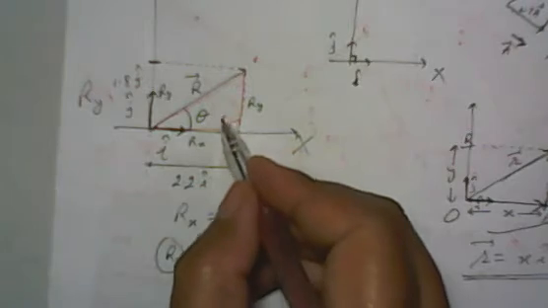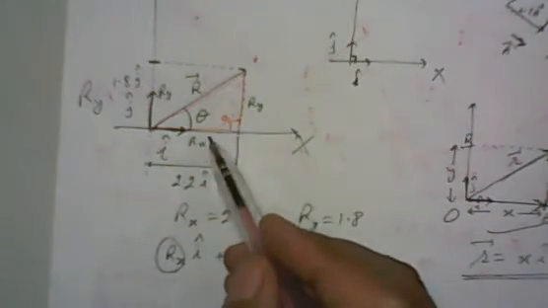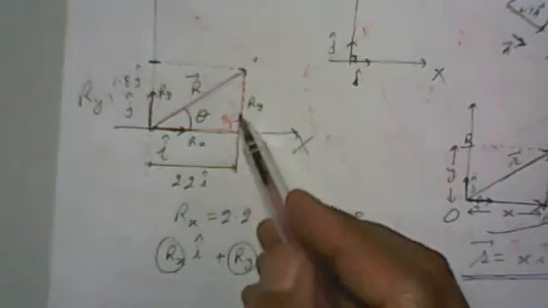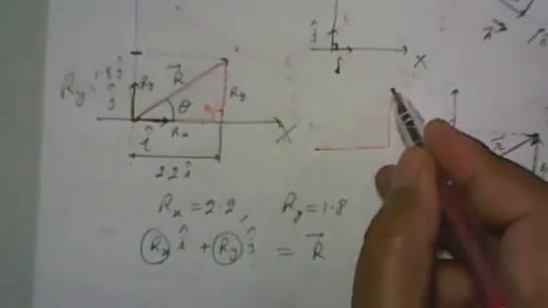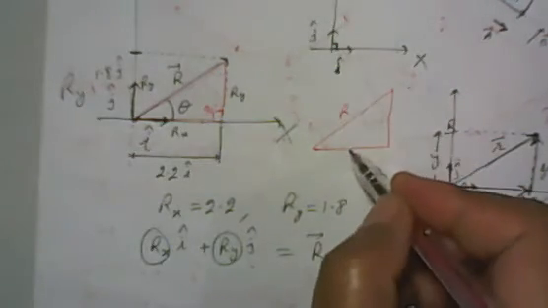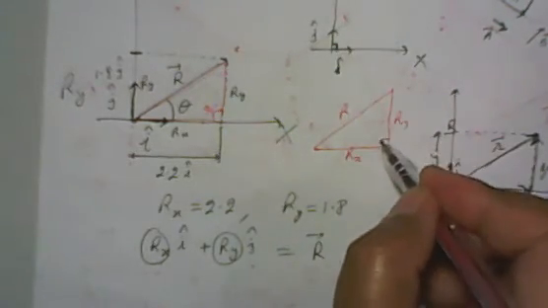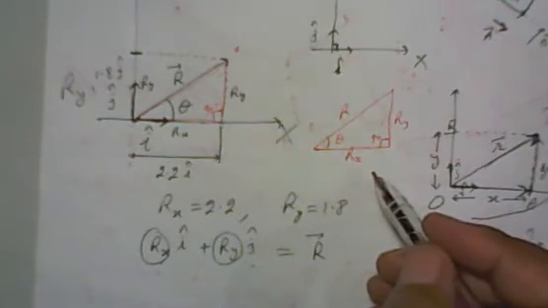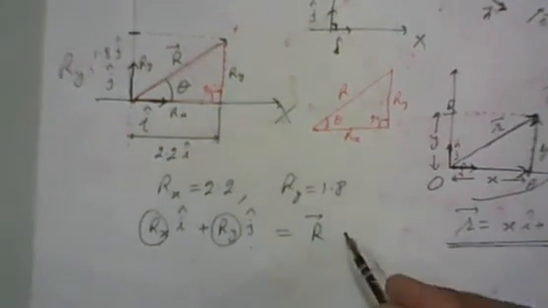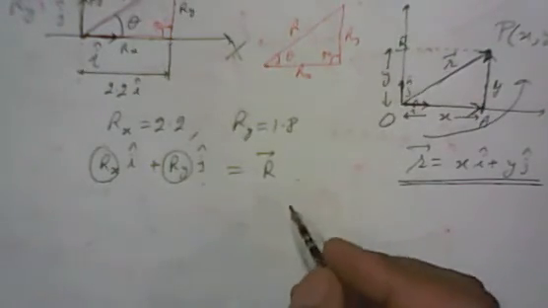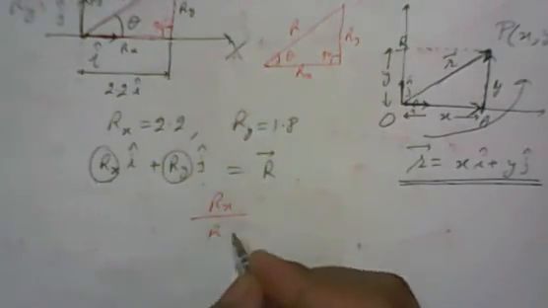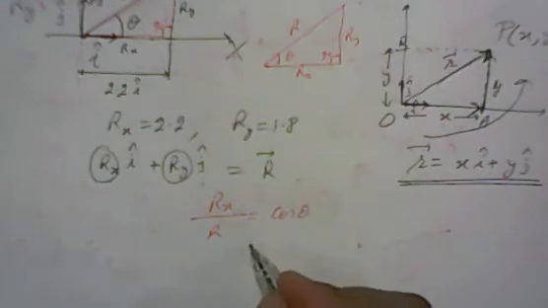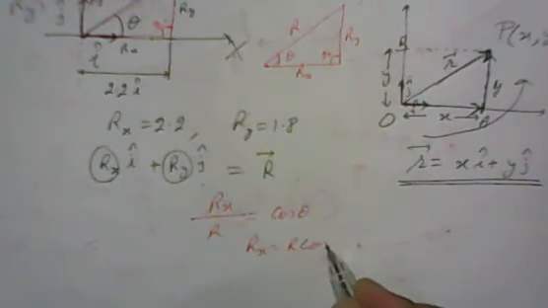You have a 90-degree angle here automatically because of the rectangle. So this is Rx, this is R and this is Ry. I will draw this triangle again. This is R, this is Rx, this is Ry, this is 90 degrees, this is theta. From this triangle, using trigonometry, Rx over R is equal to cos theta. So therefore Rx is equal to R cos theta.